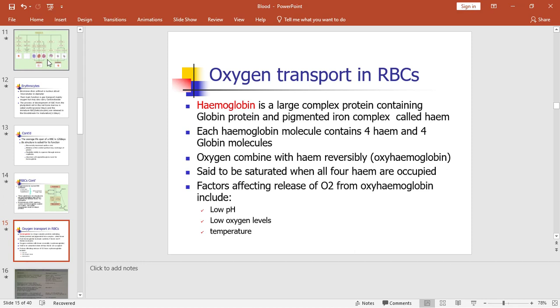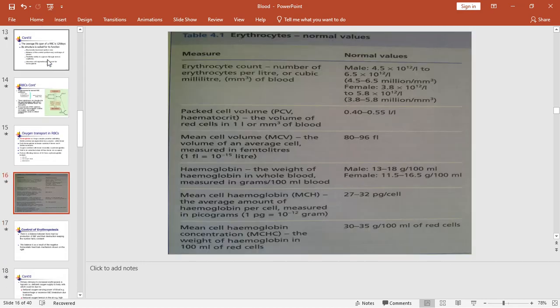And an increase in temperature also matters. You can assume for a highly active muscle, let us say I'm an athlete and I'm using my muscles, the temperature at muscle level is going to be higher. This will also encourage oxygen to leave the hemoglobin into the tissues.